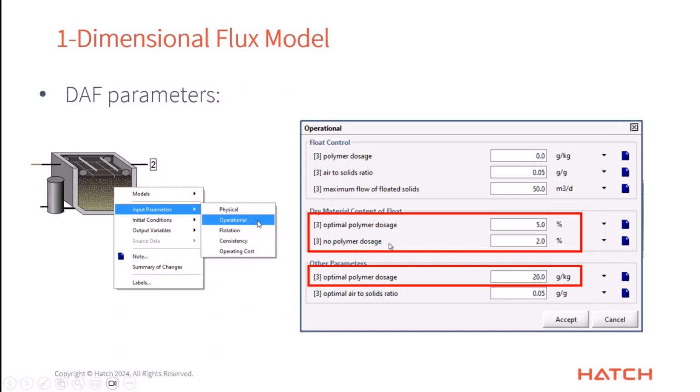One of them is for no polymer dosage at all, and the other one is for the optimal polymer dosage. So what this is saying, by our default setting, is that while we're running our DAF, depending on where we're at with various parameters, our solids at the top of the DAF are going to come out at somewhere between 2 and 5%, so 20,000 to 50,000 milligrams per liter. Now, what is this optimal dosage? That's this setting right here. This is grams of polymer per kilogram of solids.